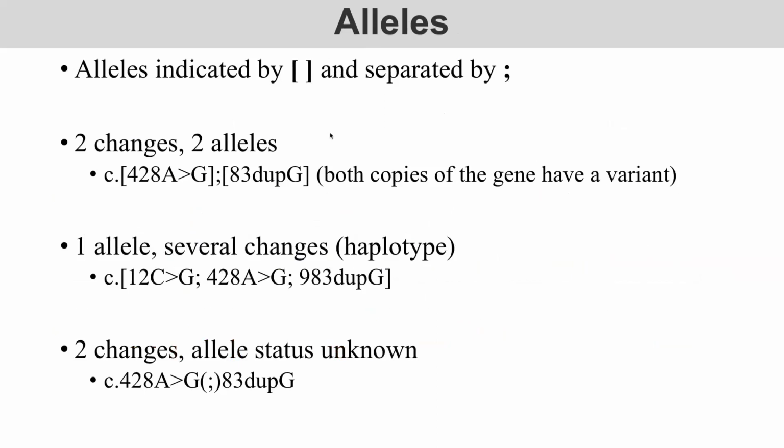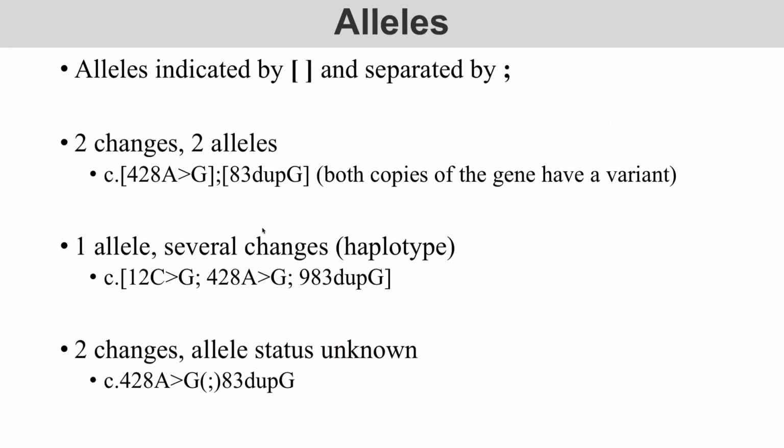One last thing to go through is alleles, of how to describe when you are seeing multiple changes within a person. They use brackets to talk about a specific allele, and then a semicolon separates different alleles. So if you are seeing 2 changes that are on 2 different alleles, that's where you would do c. and then bracket to describe what's happening on one copy of the gene, semicolon, and then new brackets to describe what is happening on the other copy of the gene.